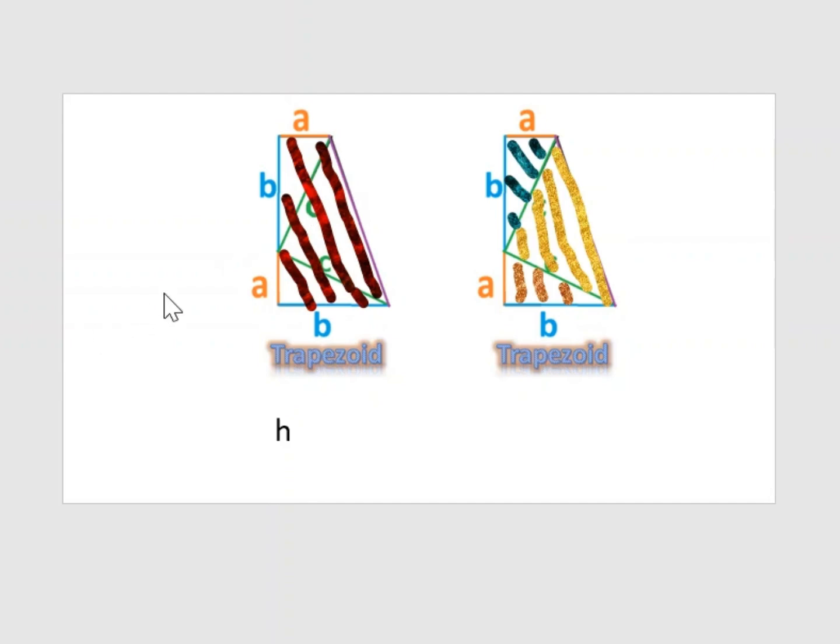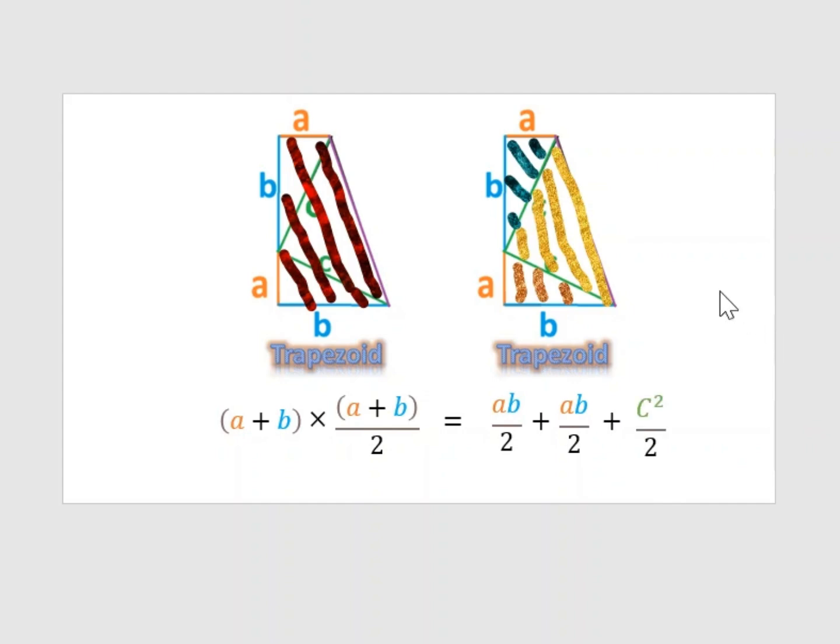To find the area of a trapezoid, you'll multiply the height, which in this case is a plus b, times the average of the two bases. So we have a plus b times a plus b over 2. But in the other method, you find the area of the first triangle, which is a times b over 2, then of the second triangle, which has the exact same area, and finally of the third triangle, which has area c squared over 2.